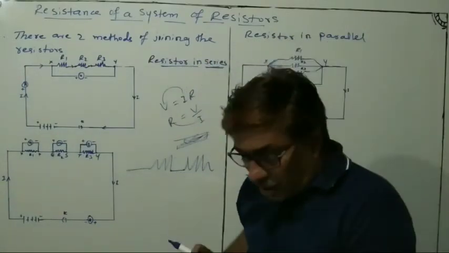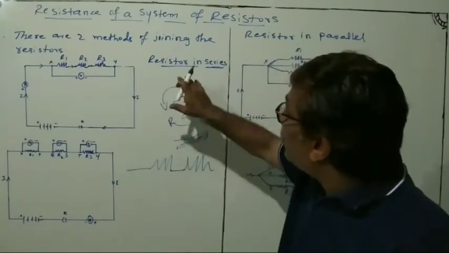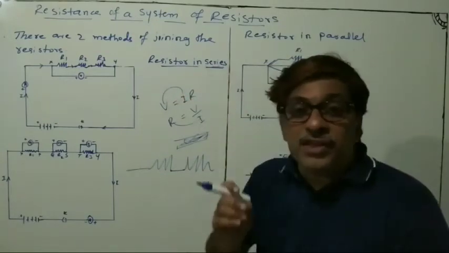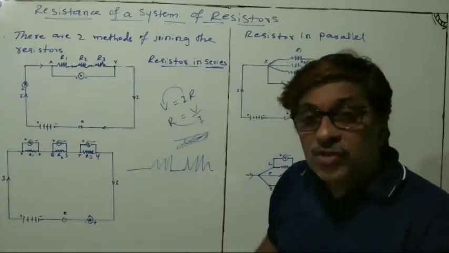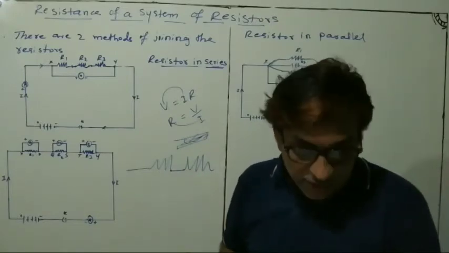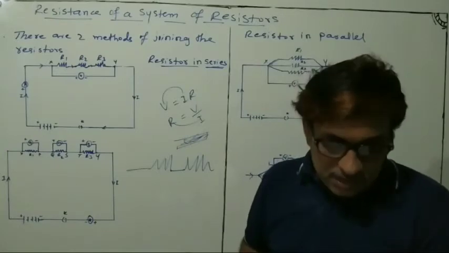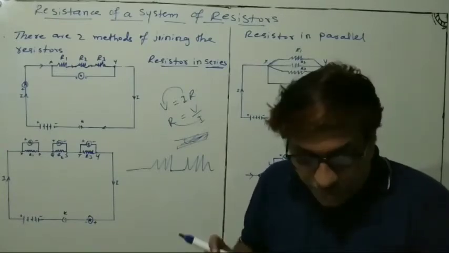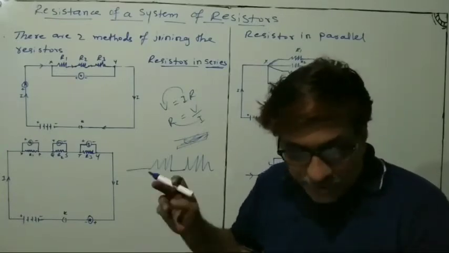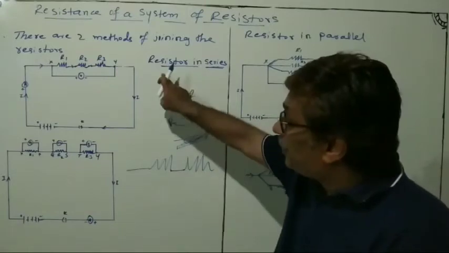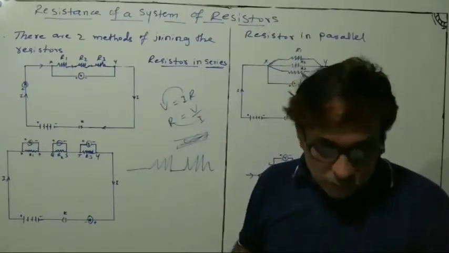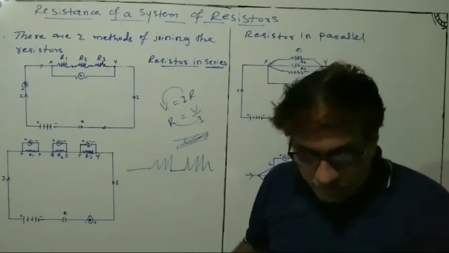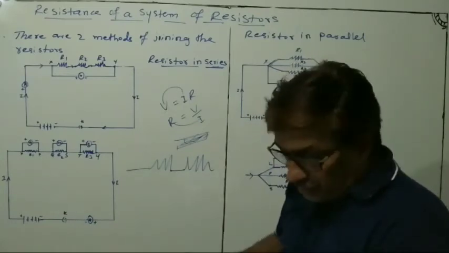Dear students, now we will see resistors in series. What important things do you have to learn about resistors in series? See what happens to the value of the current when a number of resistors are connected in series in the circuit, and what would be their equivalent resistance. This also we have to find. Let us understand this one.